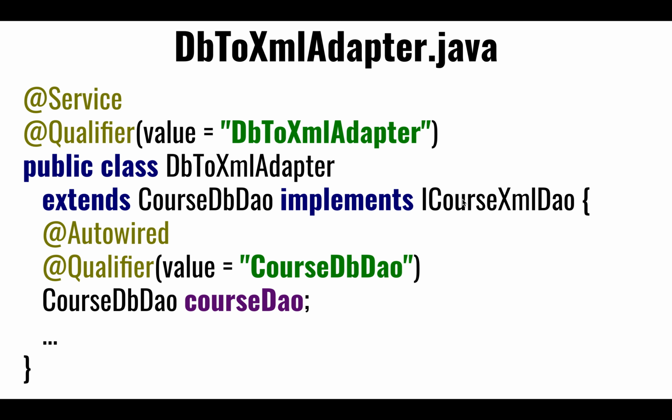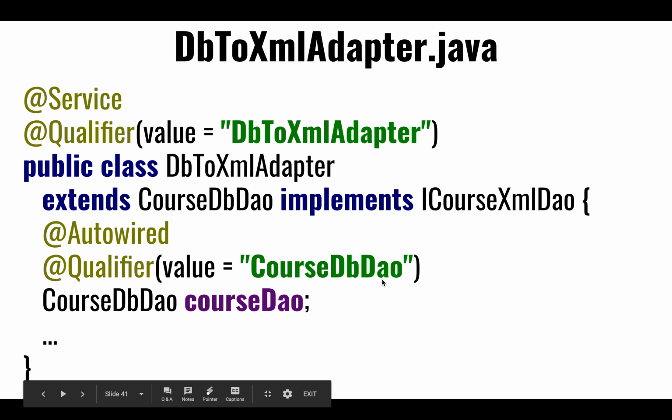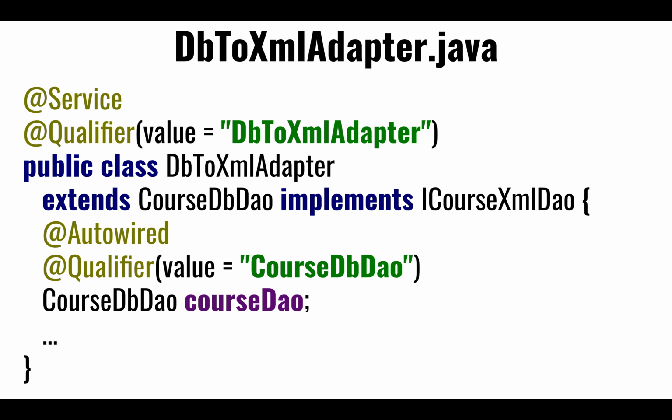a class that's going to extend the implementation of the course DB DAO. So it's going to have the repository, and is going to be able to actually go to a database. But whoever's going to use this doesn't really care about the database. It's expecting XML, courses that contain course elements in there. So what we want to be able to do is write one in terms of the other.